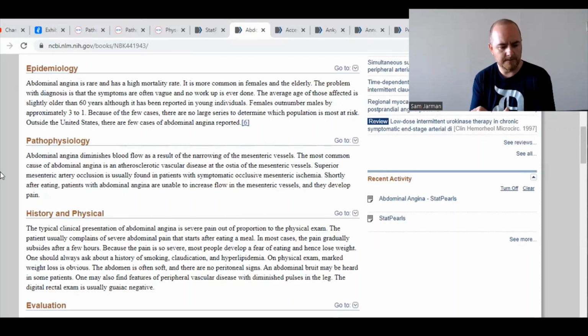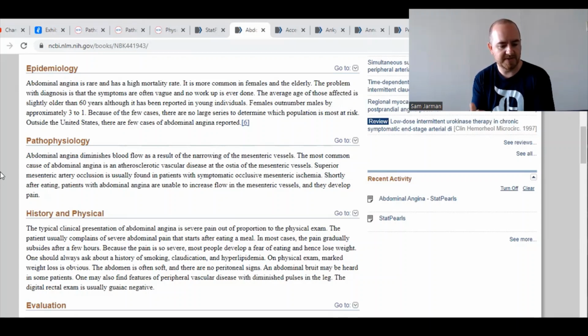We'll look at the history and physical, right? So the typical presentation of abdominal angina is severe pain out of proportion to the physical exam, right? So when you palpate the abdomen, they don't necessarily show the pain, but maybe I'm mistaken there. I think I'm actually making a mistake there. How hard you press versus how much pain they display. So you press very softly and they have a lot of pain.